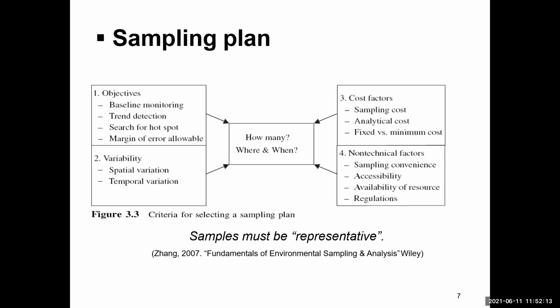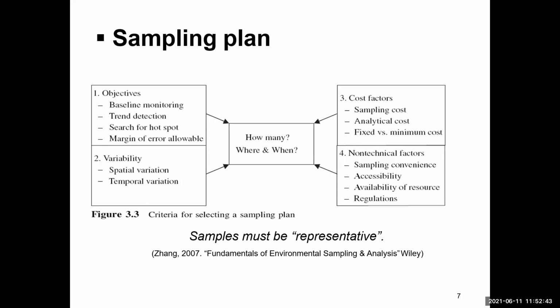This is the baseline monitoring. First, baseline monitoring and trend detection, search for hot spots, and margin of error allowable. Second, variability: spatial variation, temporal variation. Then the third one is the cost factor.